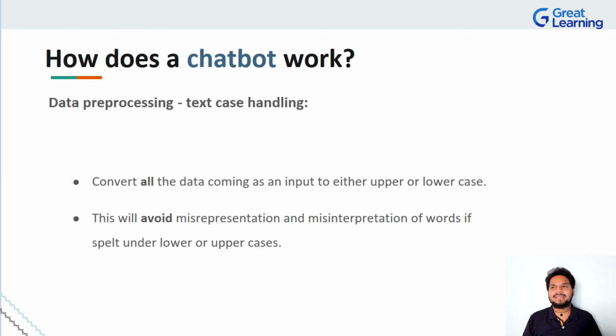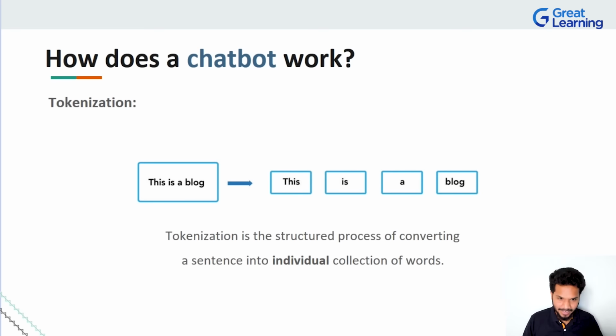We might think, hey, is all this required? But when you yourself talk to a chatbot like Zomato, Swiggy, Amazon, whatever it is, you will understand that it is as close to a human as it can get. So text case handling, without which processing a chatbot becomes extremely difficult. So this step is very much vital.